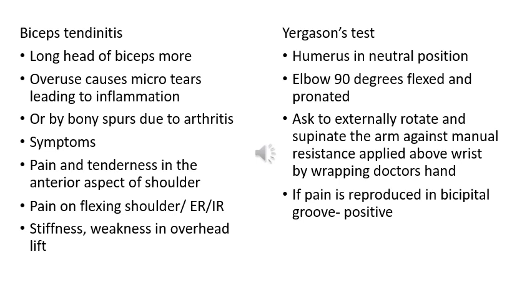The shoulder is held in the neutral position, and the elbow should be 90 degrees flexed and pronated. Then the doctor wraps his hand around the wrist of the patient, and the patient is asked to rotate and supinate the arm against the manual resistance applied by the doctor at the wrist. If pain is reproduced in the bicipital groove, the test is said to be positive for tendinitis.